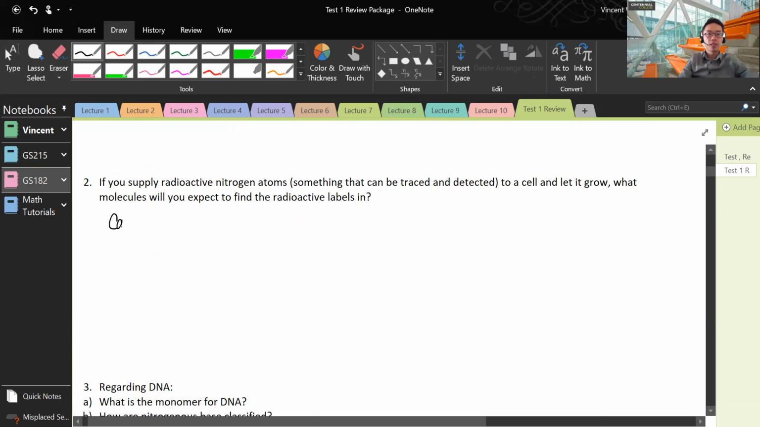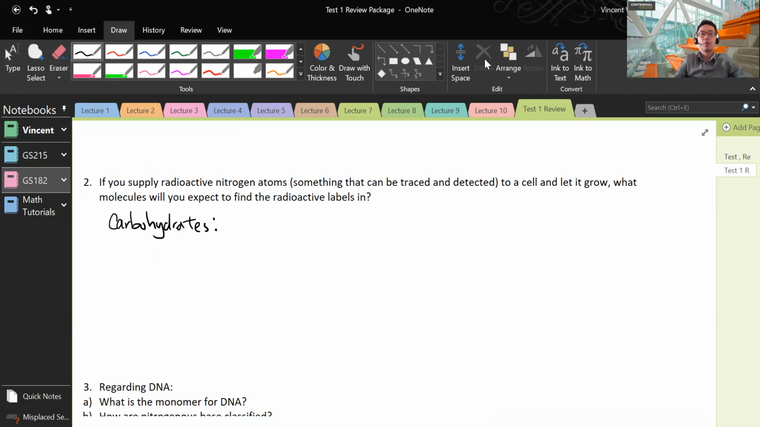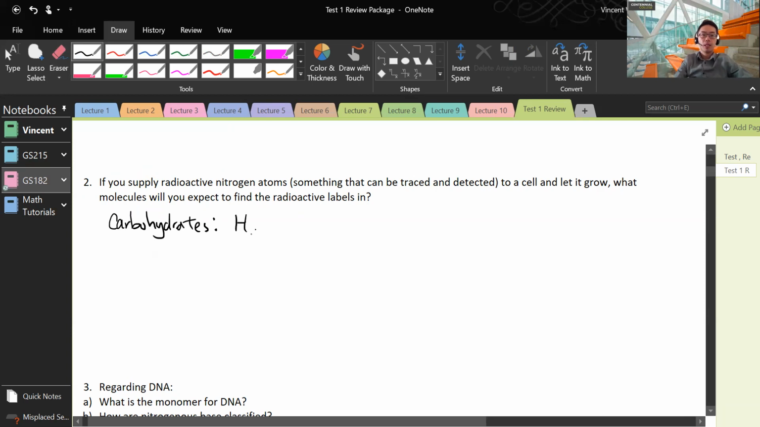We have carbohydrates. Think about what kind of atoms make up the carbohydrates. We have hydrogen, carbon, and oxygen. We can talk about proteins. Can someone tell me what are the major atoms that are found in proteins? You can type it out. You can unmute.